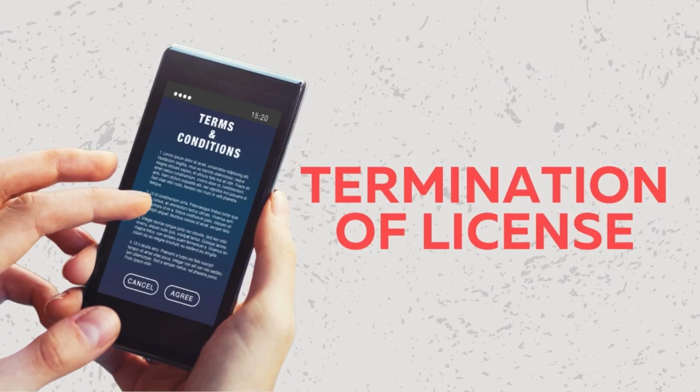Another critical term is the termination clause. This clause will specify when the software company can terminate your license to use the software. This could happen if you violate the EULA, like using the software in a manner that the company has not allowed you to use it.